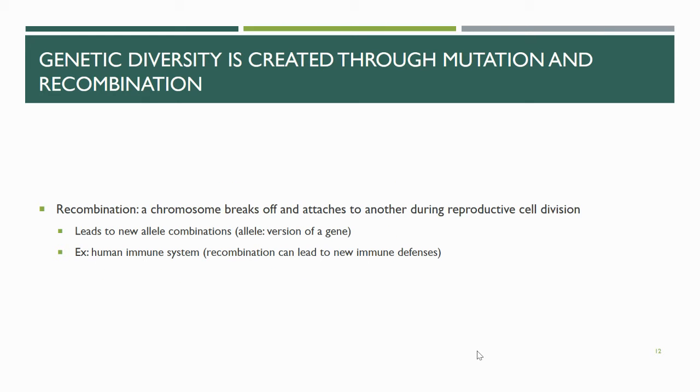Recombination occurs when a chromosome breaks off and attaches to another during reproductive cell division, which gives new allele combinations, or new versions of a gene. An example of this is the human immune system.